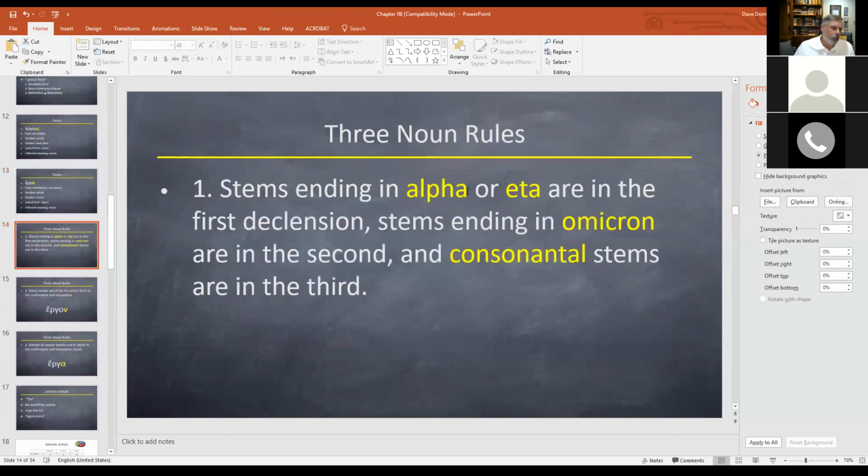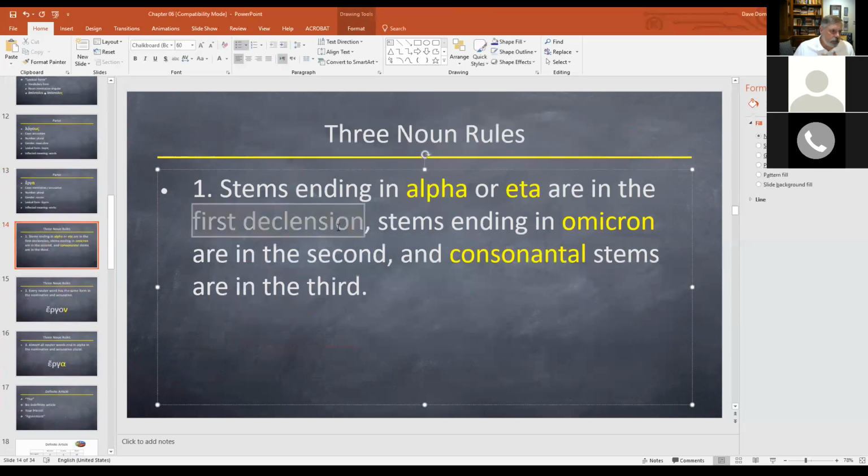So it goes over their noun rules now. And we've already gone over noun rule 1: stems ending in alpha or eta are in the first declension. Declension is nothing more than a pattern. Look at the leaves on the tree. It's like comparing a red apple tree, say a second declension masculine, second declension neuter, to a green apple tree.